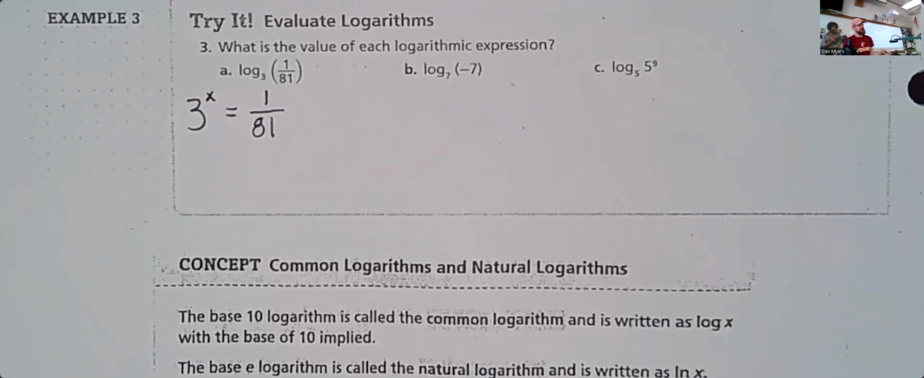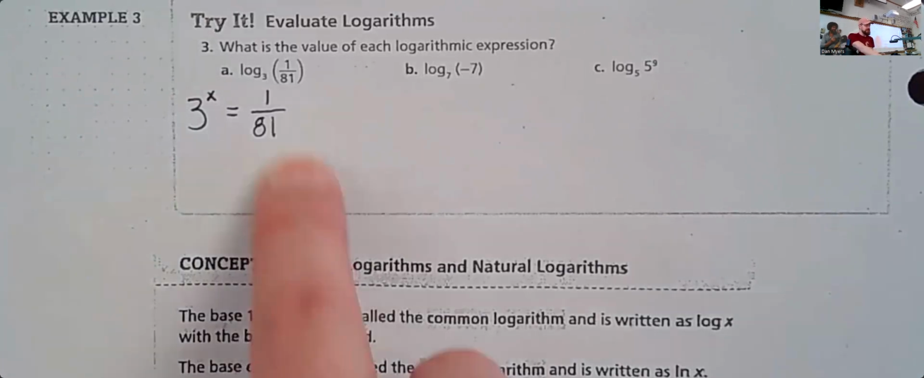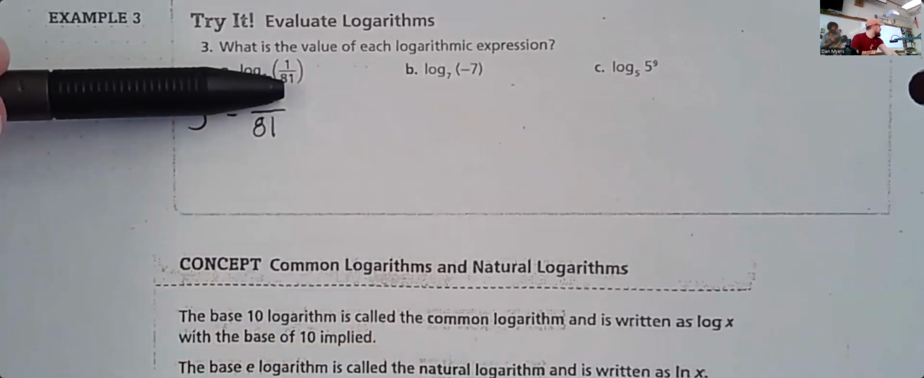Times, yes, but exponent, no. Let's just think about this for a second, though. Forget about the fraction right now. Just look at the 81. 3 to what power equals 81? 3 to the 4th power, right? 3 times 3 is 9, times 3 is 27, times 3 is 81. So 3 to the 4th power is 81.